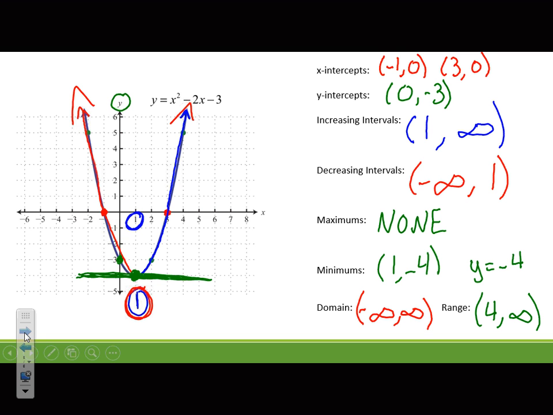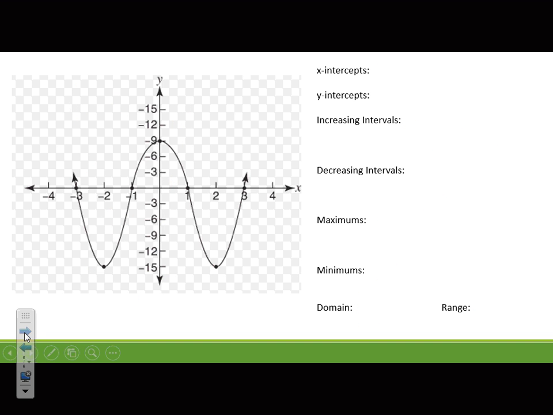Alright, ladies and gentlemen, that's our first example. Make sure you have all of that written down, please. Alright, moving on to example number 2. Once again, draw this graph as closely as possible to the T, and we're going to do all of the work on the right-hand side.